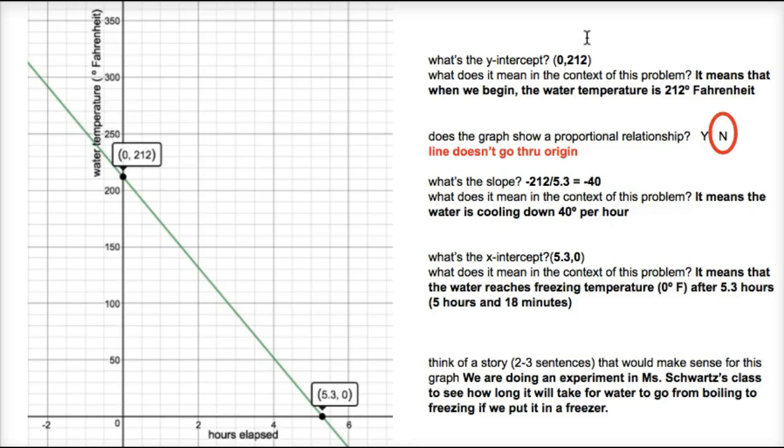And I was just thinking, we did an experiment in Ms. Schwartz's class to see how long it would take for water to go from boiling to freezing if we put it in a freezer.